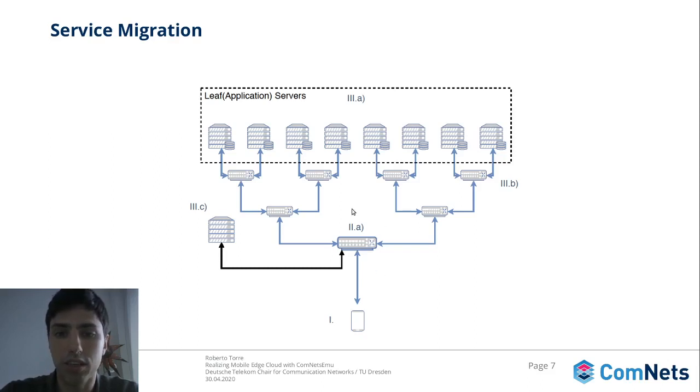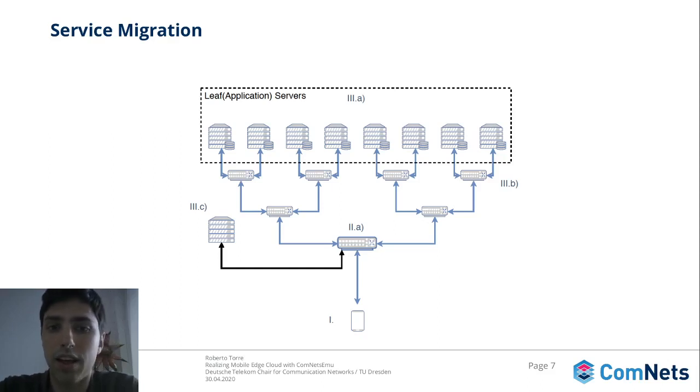This switch 2A is the gateway switch, where the user connects, and then we have some aggregation switches here in 3B that deliver the traffic, and then finally the application or leaf servers, which are here in 3A. The idea is that the computation will be done in the servers, and of course the switches will be in charge of directing the traffic. When there is a query from the client, it will be redirected to any of those servers.